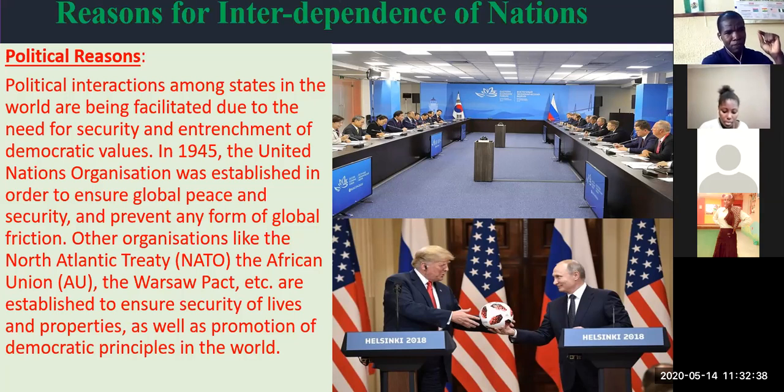Fundamentally, in summary, political interactions among nations in the world is benchmarked on the need to ensure security of lives and property in the world and establish democracy across the world. Of course, you know what democracy means and the principles and characteristics of democracy. Democracy has to protect human rights among other things. And that is why we have seen all these international organizations established, serving as a platform.